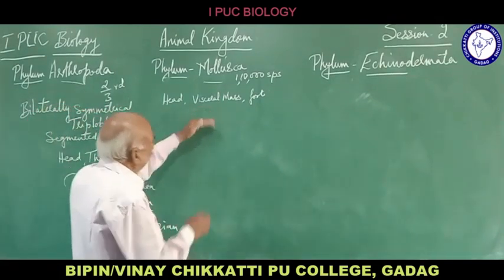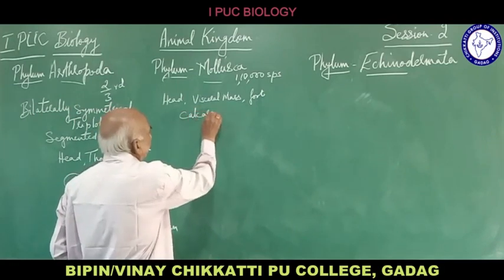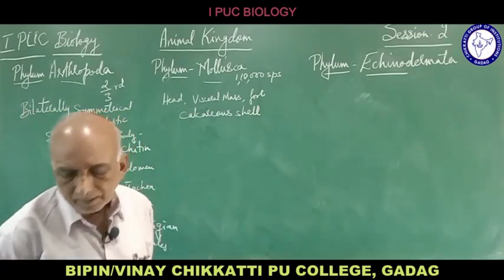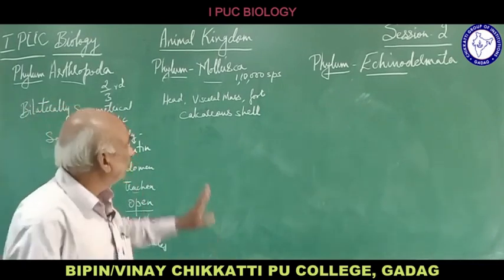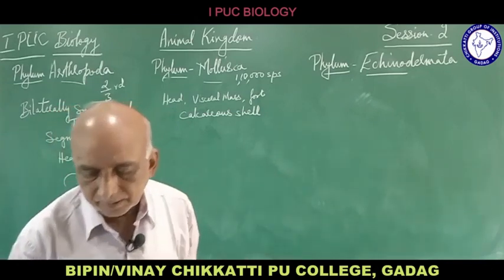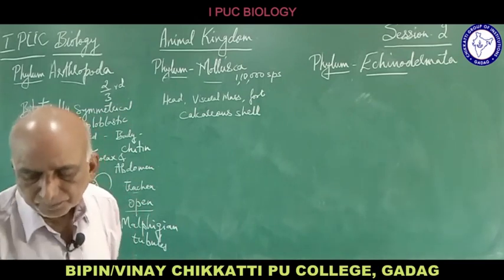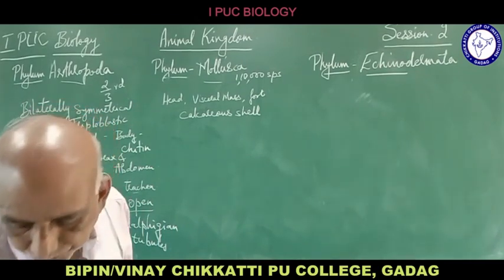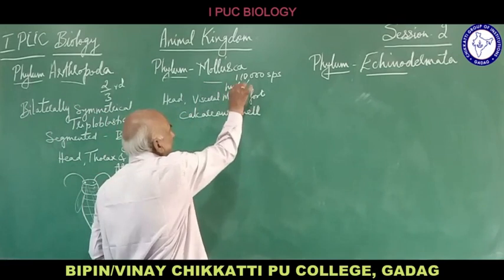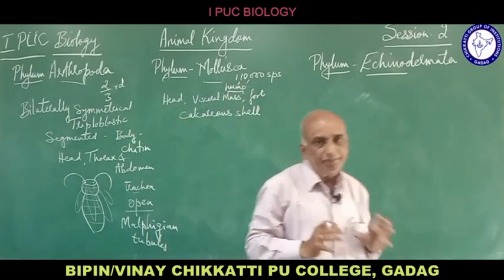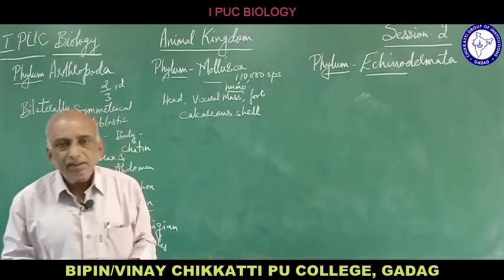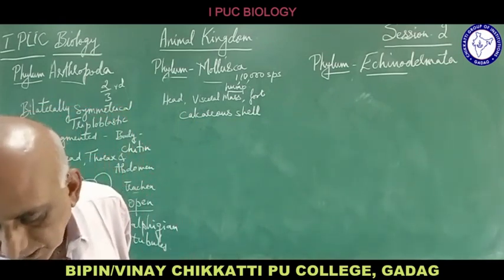The body is covered by a shell which is made up of calcium, so that is called a calcareous shell. The body is not having any segments, so the body is unsegmented and it is covered by a calcareous shell. Here between the visceral mass, which is also referred to as the visceral hump, and the mantle, which is a region present inside, there is a cavity called the mantle cavity. That is a characteristic feature of this.